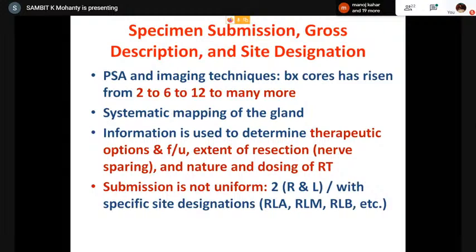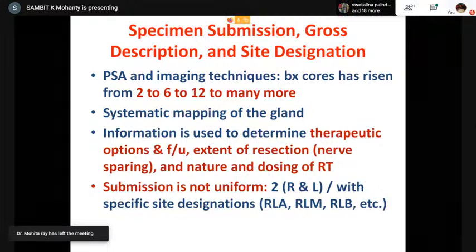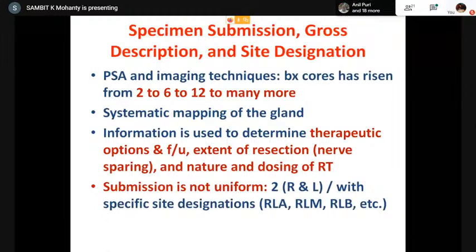So PSA and imaging techniques are usually used to guide the biopsy. They range from 2 biopsies to 6 to 12 or more. In that way, we can systematically map the gland. The information is used to determine the therapeutic options and follow-up: the number of cores, extent of resection, nerve sparing or not, nature and dosing of the radiotherapy.